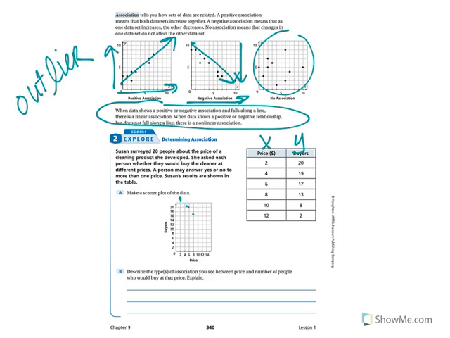So just imagine your points here. They would be something like this. Something like that. All right, so it says here, describe the type of association you see between the price and the number of people that would buy it. So this would be a negative correlation. As the price goes up, typically the fewer buyers you're going to have. All right, let's take a look at some more questions here, or another example.